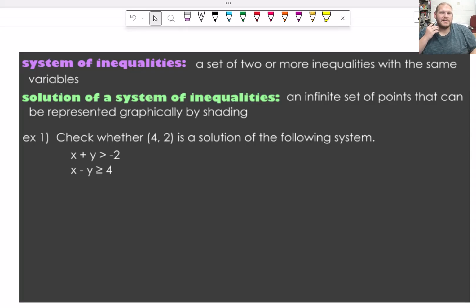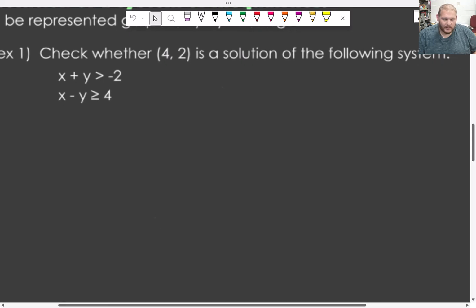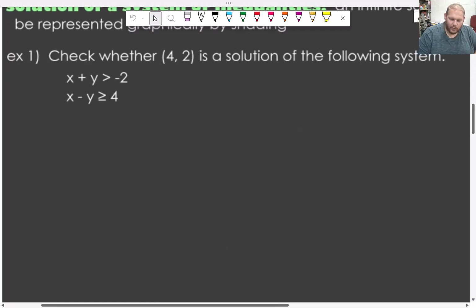If we're checking to see whether or not something is a solution algebraically, that is just going to be plugging in my x and y values into my inequalities to check, does it make both of them true? If it makes both of them true, then it is a solution to the system. If it does not make both of those inequalities true, then it's not a solution. For example number 1, we're checking to see whether or not (4, 2) is a solution to the system. I'm going to start with the top one.